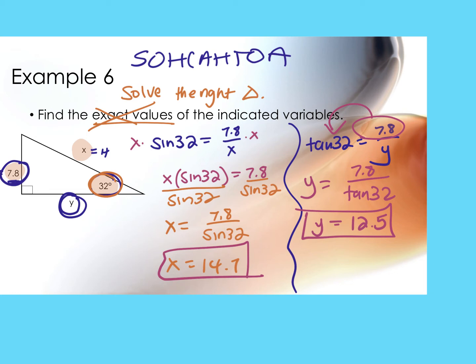Now, if it said to solve the triangle, it means you also have to find the missing angle. How do I find this missing angle? I can either do 90 and 32, add them together, subtract it from 180, or these two are going to be complementary, right? Because they'd have to add up to 90, so I can just do 90 minus 32, and I'd get 58 degrees. So if it says solve the right triangle, it means find all the missing sides and all the missing angles.